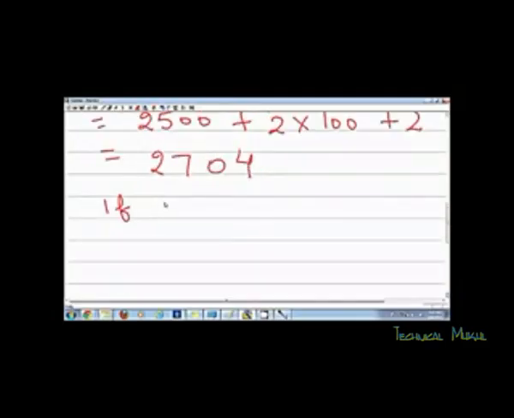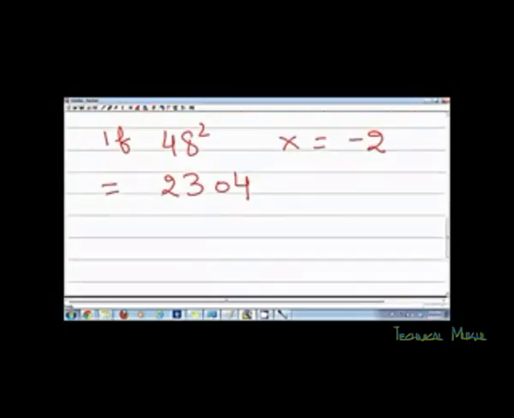And similarly, if we have 48 square, then x is equal to minus 2, and then instead of adding 2 here, we will be subtracting 2, so we'll have 23, and then square doesn't matter, it's negative or positive, so answer will be 2304. So I hope this trick will help you for quickly doing these calculations and going quickly through your exam. It will give you confidence also. You can also impress your friends by telling them how you can square all these numbers quickly without using a calculator in your mind. So I hope this tutorial will help.